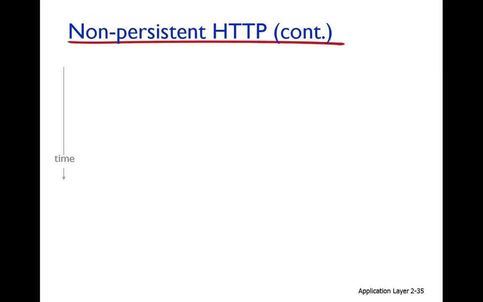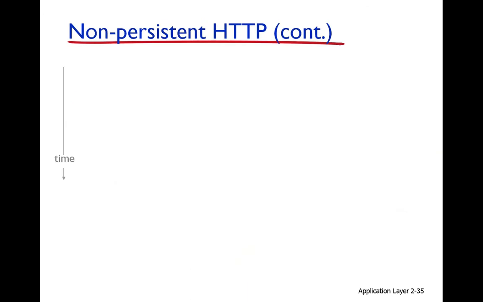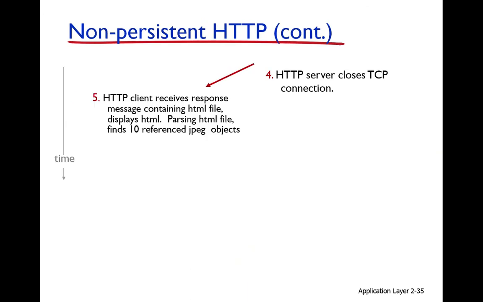After this, it is non-persistence. In non-persistence, when one object is received, the connection will be closed, because on a single TCP connection only a single HTTP object can be retrieved. After this, that TCP connection will be closed. So if you are accessing another object, you again have to start from step number 1.